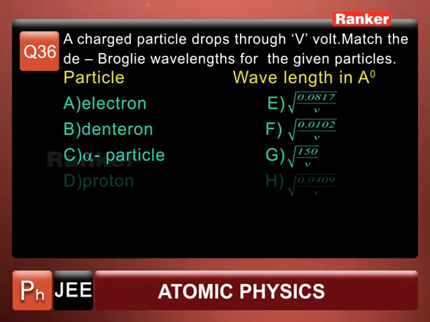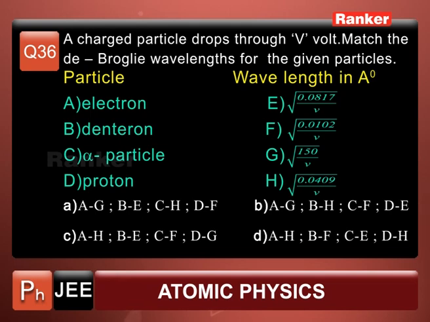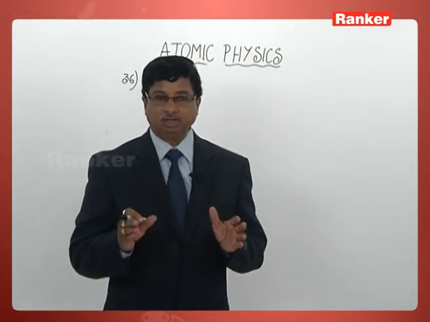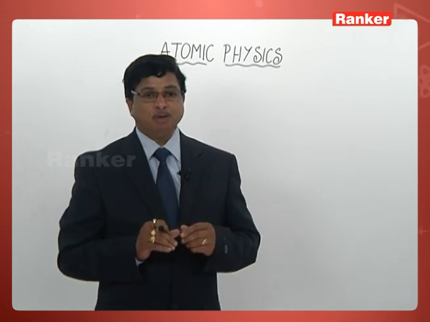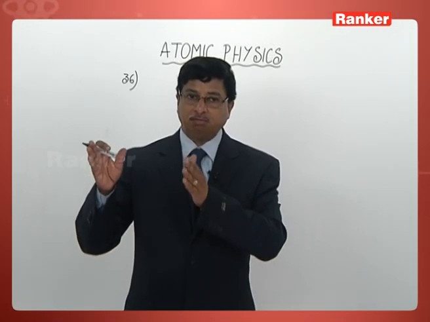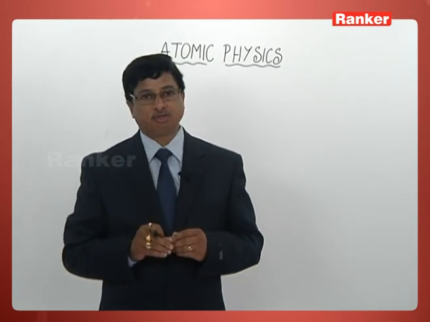Let me read it out first. A charged particle drops through V volt. That of course we can understand, the potential difference that has been applied across the charged particle is V volt. Match the de Broglie wavelengths for the given particles. That is the question. He is giving us four particles in the first column and the corresponding de Broglie wavelengths in the second column.